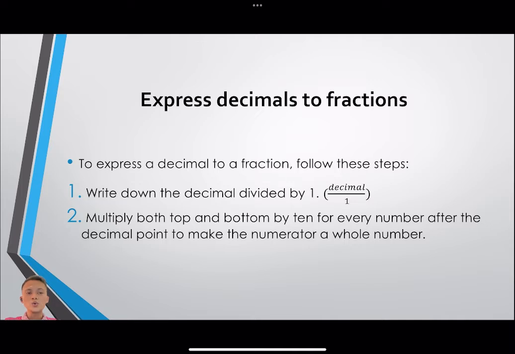numerator a whole number. After that, imumultiply lang natin sa 10 by 10 yung numerator until maging whole number yung nasa numerator. At the same time, imumultiply din natin yung denominator na 1 sa 10. Kung ilan yung multiply natin sa numerator, ganun din yung multiply natin sa denominator. And then the third one is we are going to reduce or simplify the fraction. Let us have an example.